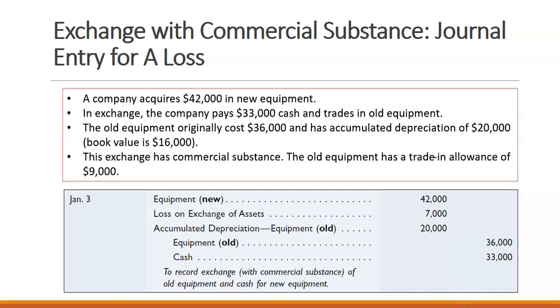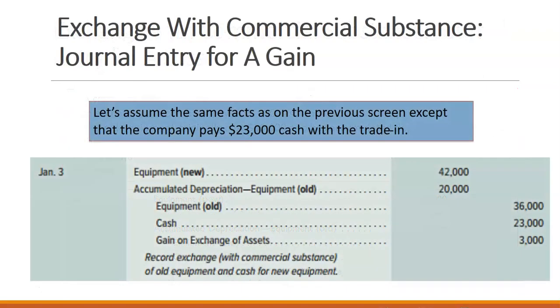Now, if we look at that same transaction but with a gain, this is if we paid $23,000 cash with the trade-in. So we have equipment new, accumulated depreciation, and the old equipment that we need to remove from our books. We paid $23,000 in cash. That gave us a gain of $3,000 on the exchange of assets.